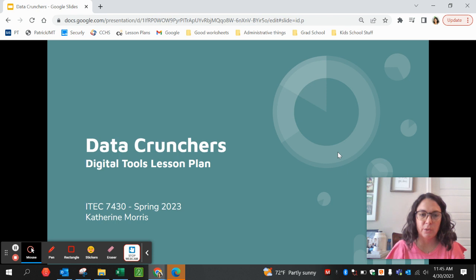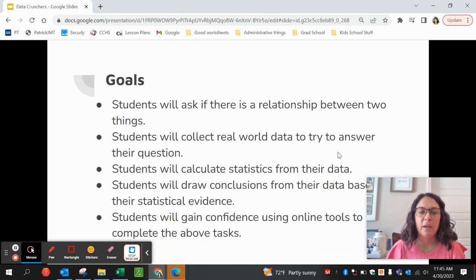So, in my Data Crunchers project, the students were asked if there's a relationship between two things. I gave them several sample questions, and I allowed them to use the sample questions or to create their own question. Then they were asked to collect real world data to try and answer their question.